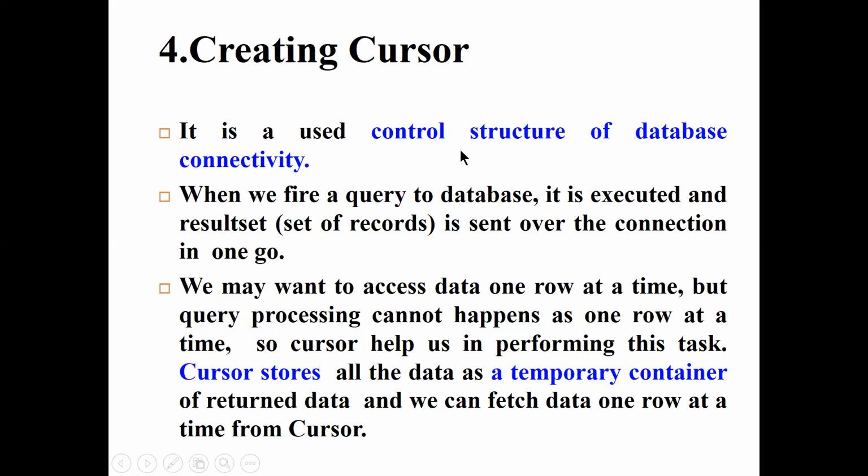It is used as a control structure of database connectivity. When we fire a query to database, it is executed and the result set is sent over the connection in one go. We may want to access the data one row at a time, but query processing cannot happen one row at a time. So cursor helps us in performing this task. Cursor stores all the data as a temporary container of returned data, and we can fetch data one row at a time from the cursor. Okay, so that is the purpose of cursor.